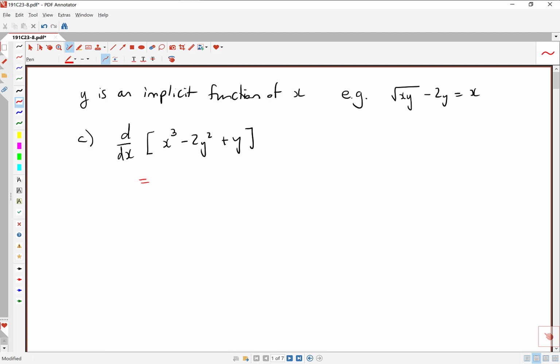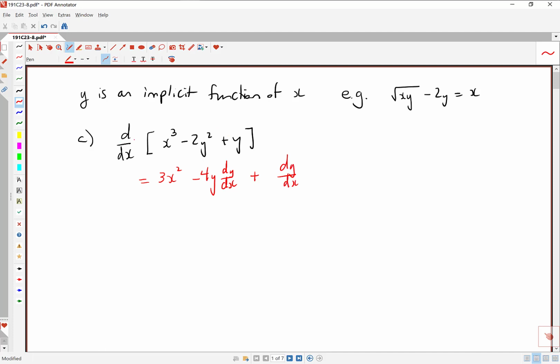So derivative with respect to x of x cubed is 3x squared. Derivative with respect to x of minus 2y squared is going to be minus 4y times dy by dx. Remember, anytime you're differentiating a y term, you need to multiply by dy by dx due to the chain rule. And then last term here, derivative with respect to x of y. Well, you could just think of this notationally, and you could say that would be dy by dx.